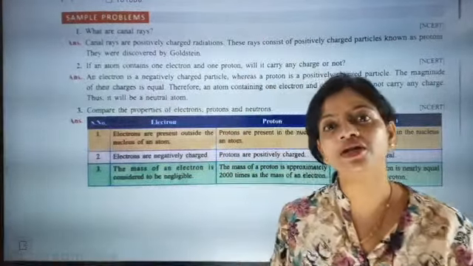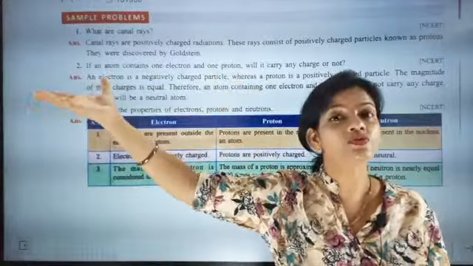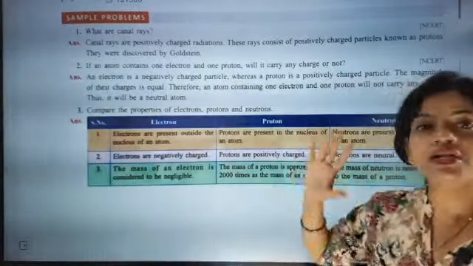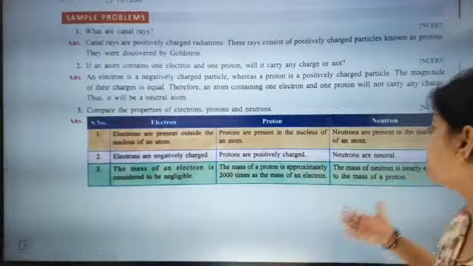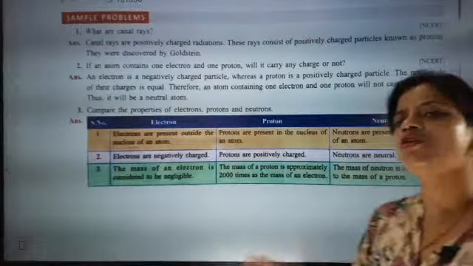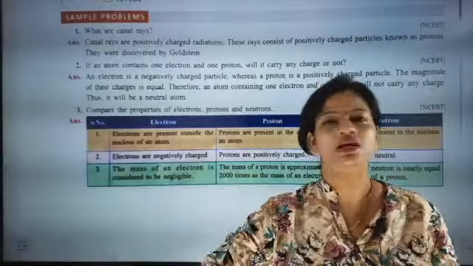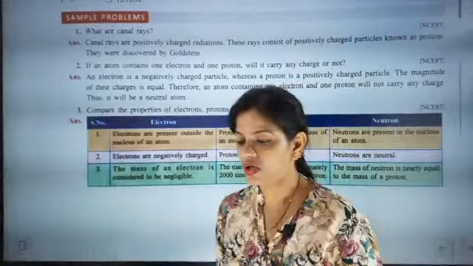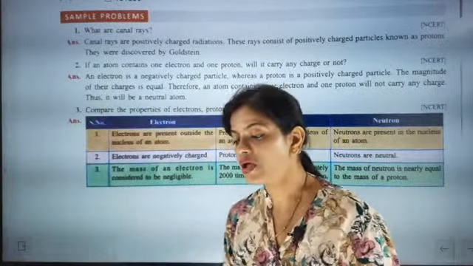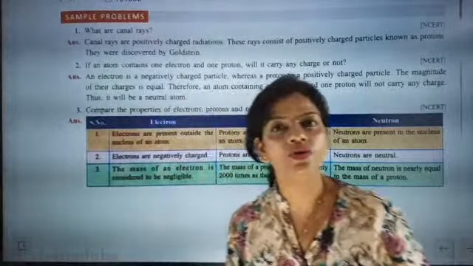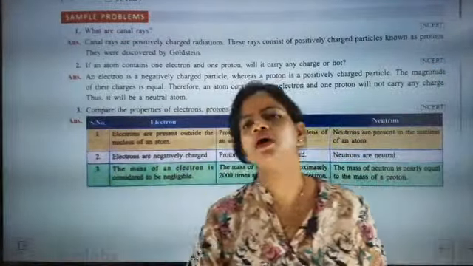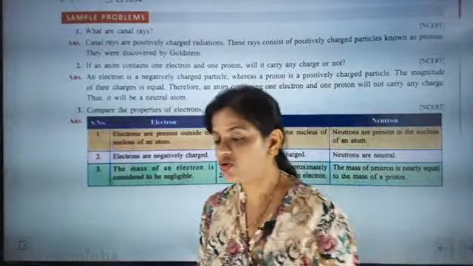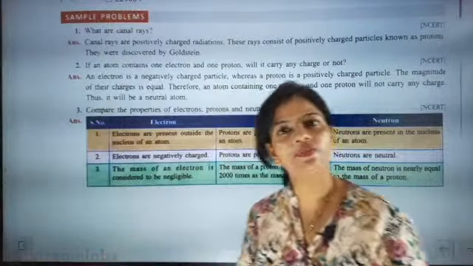It is approximately 2000 times more than the mass of electron. Then we will say about neutron: the mass of neutron is nearly equal to mass of proton. That's it. 3 differences, 3 marks in your hand. So easy question, and you will be able to score in this question very easily.